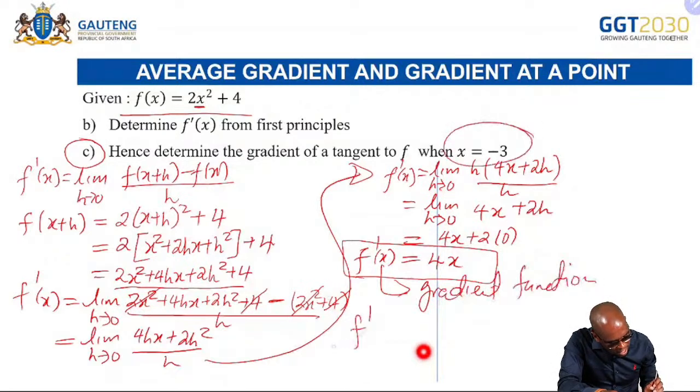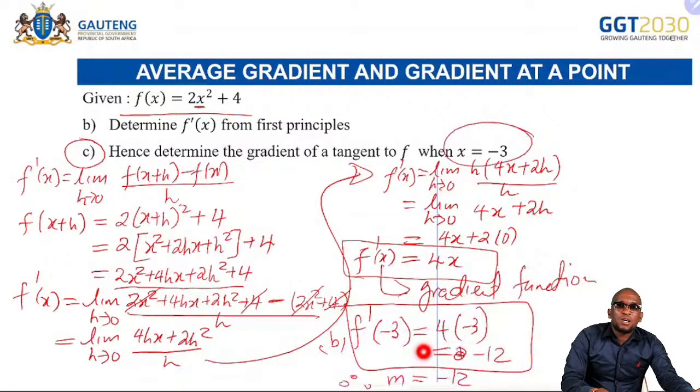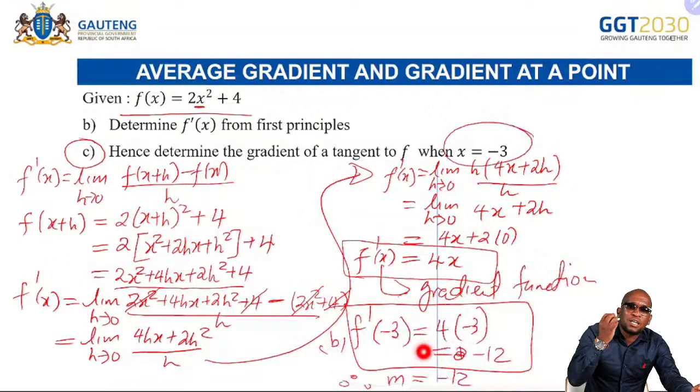So we get that f prime of minus 3 would be equal to 4 into minus 3. This would be minus 12, or negative 12. Therefore, the gradient is equal to negative 12, because you've already worked out the gradient function from first principles, and then from there they wanted the actual gradient or the instantaneous gradient when x is equal to minus 3.